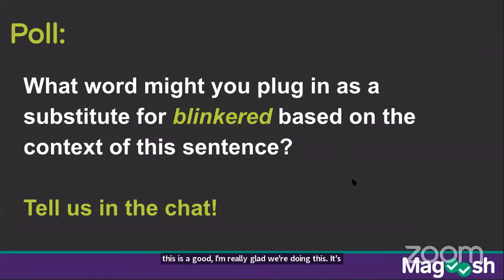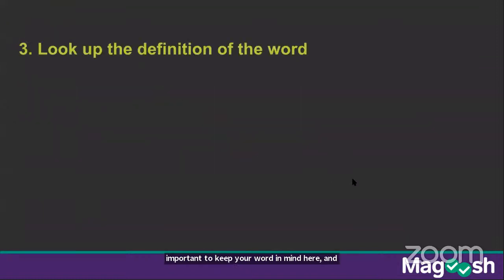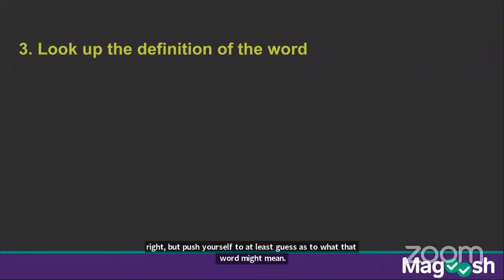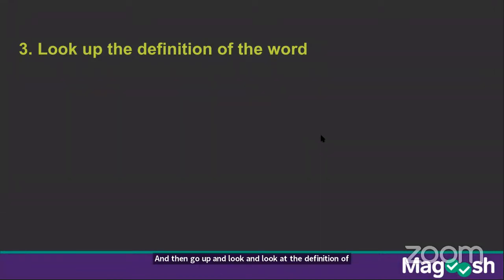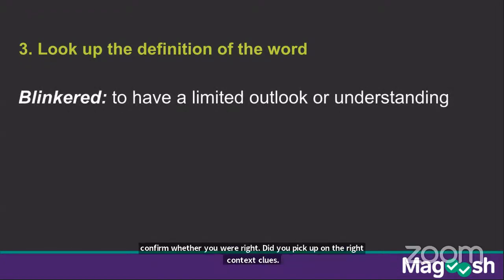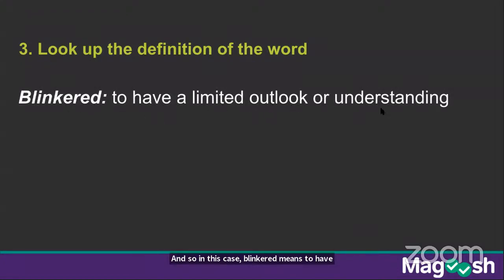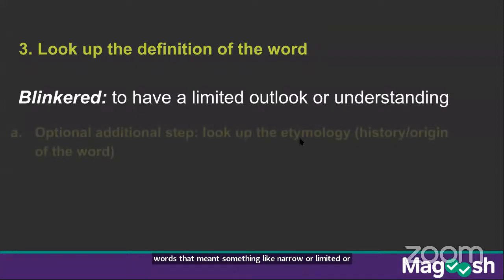It's important. I would keep your word in mind here, and let's go back and look at this sentence again. Once you push yourself to come up with that guess, and you might not be right, but push yourself to at least guess what that word might mean, then go up and look at the definition of the word, because this is going to prove or confirm whether you were right. Did you pick up on the right context clues? In this case, blinkered means to have a limited outlook or understanding. So for those of you that had words that meant something like narrow or limited or hindered, you were right on here, because that's kind of what blinkered means.